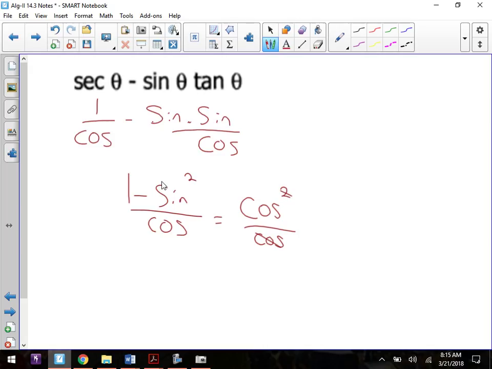There's your answer. It's the idea of rewriting in terms of the generics, if you will, sines and cosines. If you hear me say rewrite in terms of the generics, that's what I mean. Always try to go to sines and cosines. It's a lot easier, a lot less brain power.